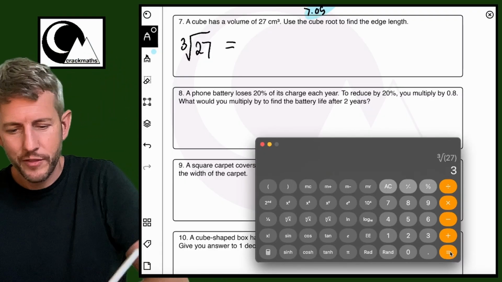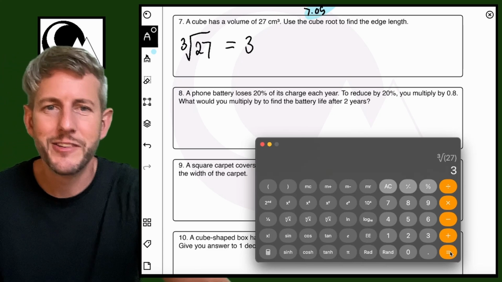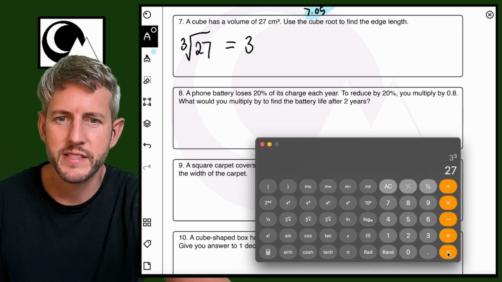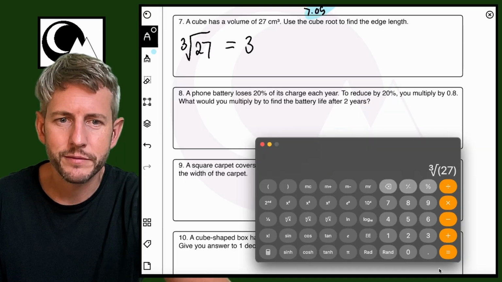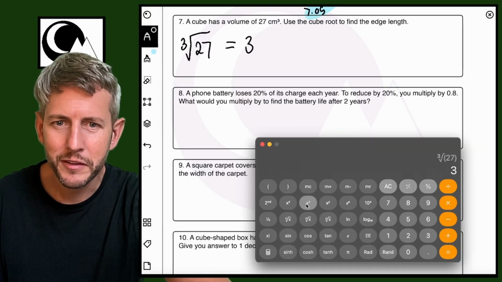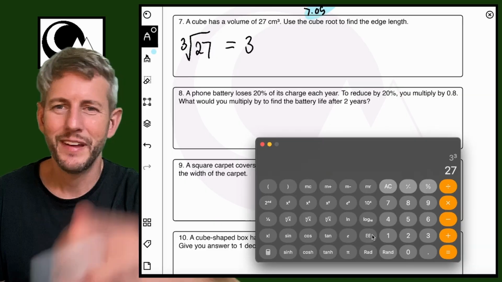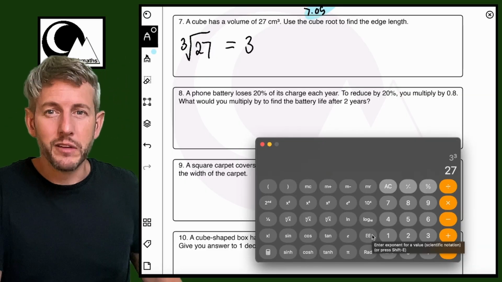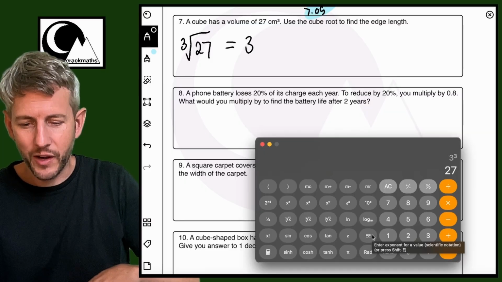Here we go. The cube root is equal to 3. And then just to prove that that's the case, 3 cubed equals 27. Cube root equals 3. Cube it again, 27. And they're just going to bounce on because they are connected. Okay, right. Let's have a look at question 8.